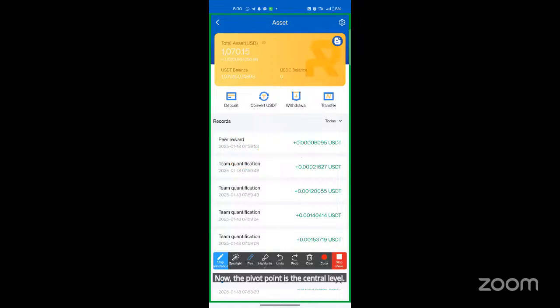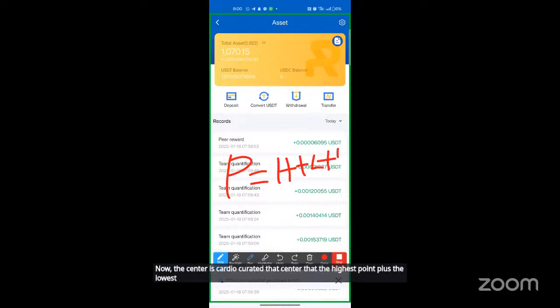Remember that if we look at yesterday's highest point, and then you look at the current price, then you look at the lowest point and the highest point. Now, the center is calculated: the highest point plus the lowest point plus the price at which the market closed, divided by 3, is the pivot point.